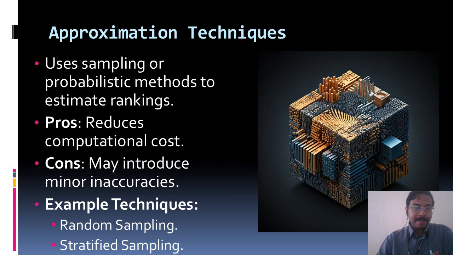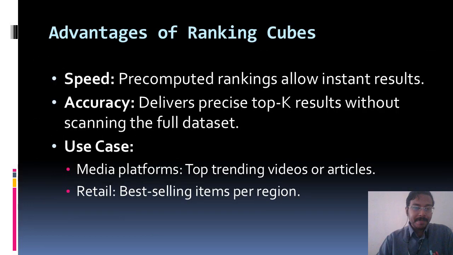Approximation uses sampling or probability methods to estimate rankings. The main advantage is reduced computational cost, but the drawback is a slight loss in accuracy. In many business applications, an approximate top 10 ranking is good enough for decision making.